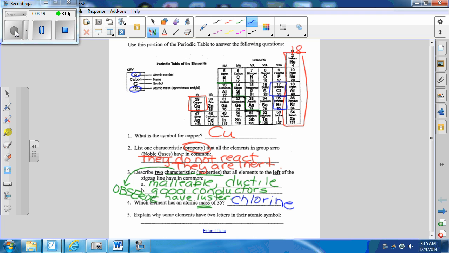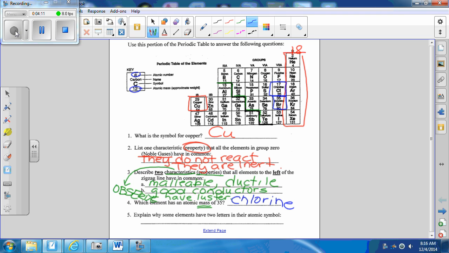Number 5, I really didn't like this question, so I was a little bit lenient on the answers that people gave me because why do some elements have 2 letters in their atomic symbol? Some people wrote that the elements come from Latin words, like aurum is gold and plumbium is lead, so that's why they get Pb and Au.